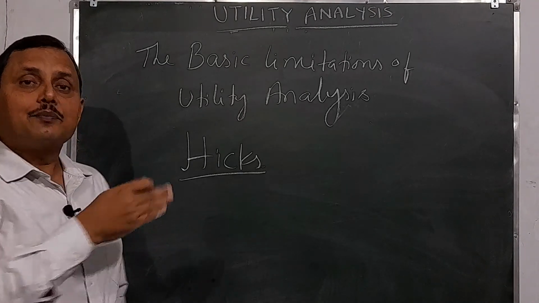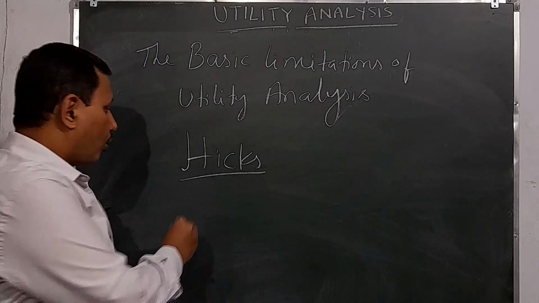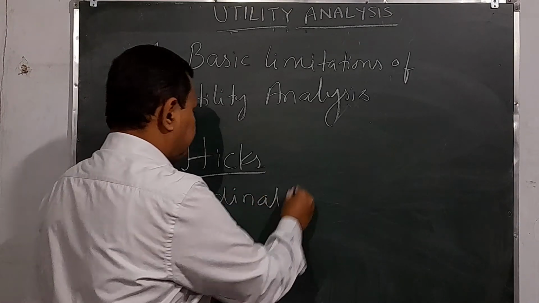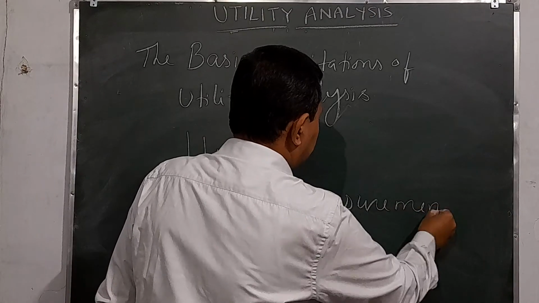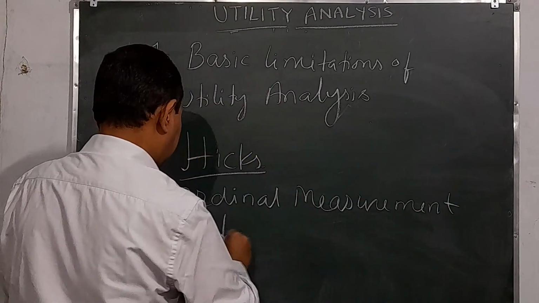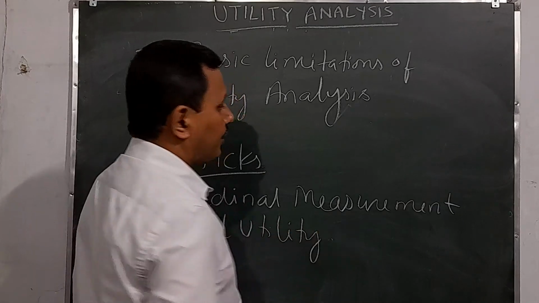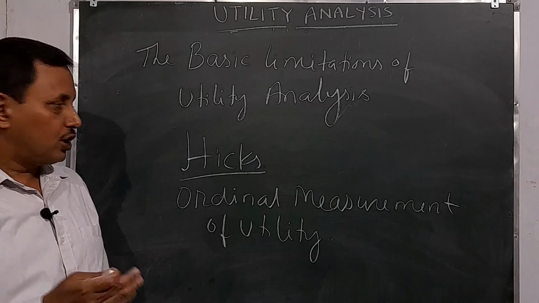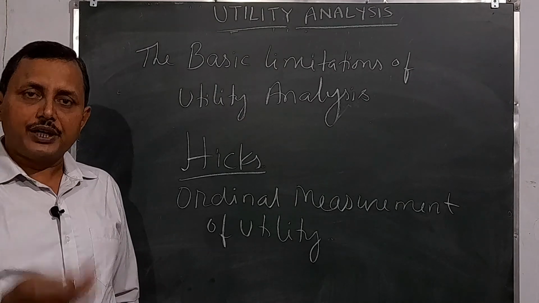Other economists gave another concept of utility measurement, and it was ordinal measurement of utility. So now next lecture onwards we will study about the ordinal measurement of utility.